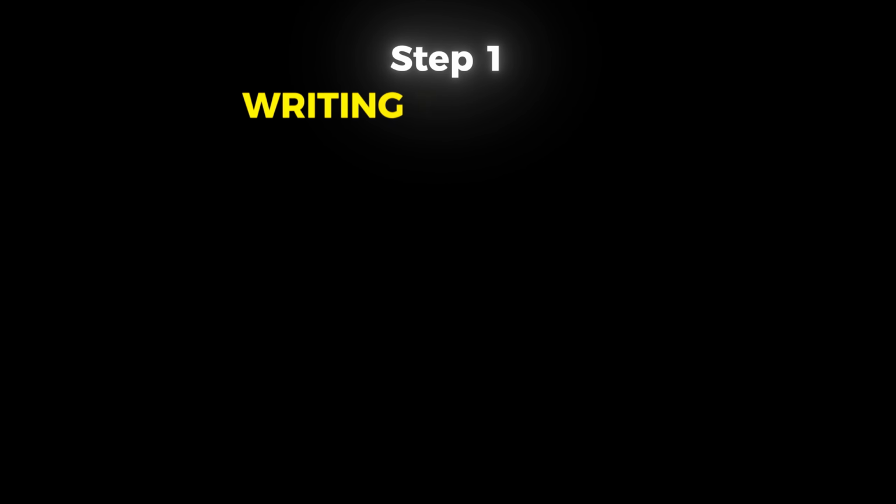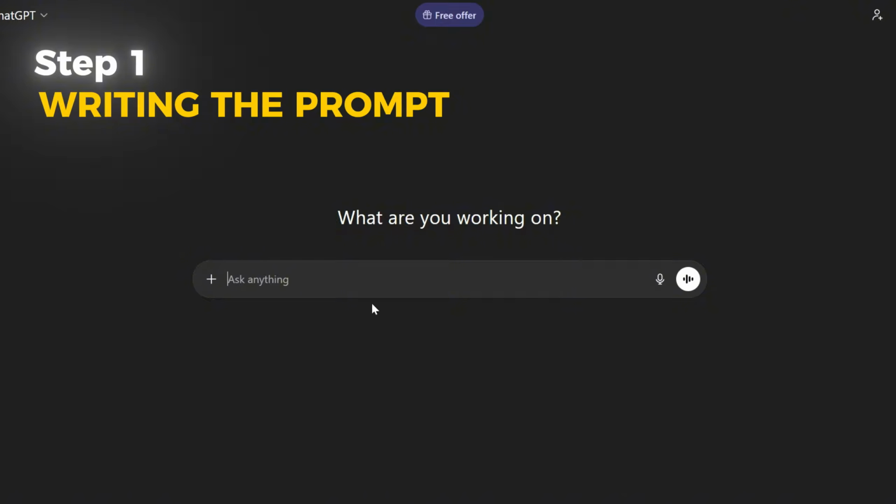Step 1. Writing the prompt. First, you need to type a prompt. A prompt is simply a description of the image you want the AI to create. For example, I will type this prompt.